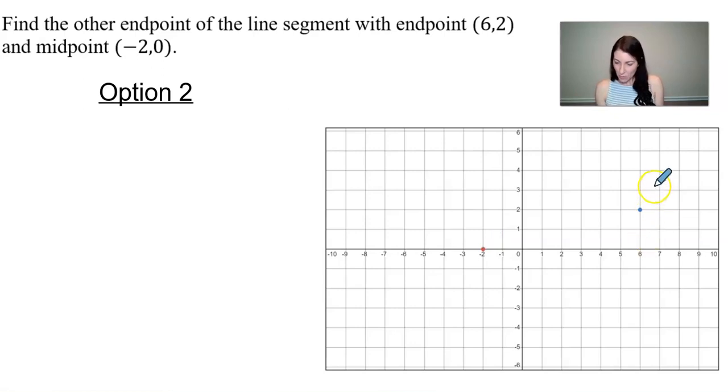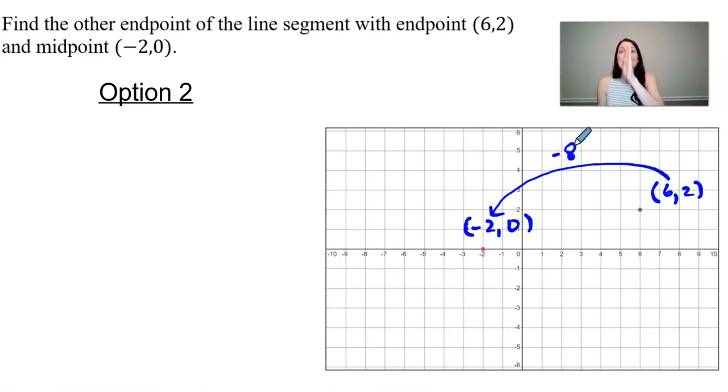So let's look at this point, which is over here at 6, 2. To get to the midpoint of -2, 0, let's just look at the x-coordinate. Well, the x-coordinate here was 6, and to get to this x-coordinate, I had to go from 6 to -2. Well, that means I had to subtract 8. Well, if it's the same symmetry on the other side, that means I want to subtract 8 again, which means I'm going to be at -10 if I subtracted 8 from the x-coordinate again.